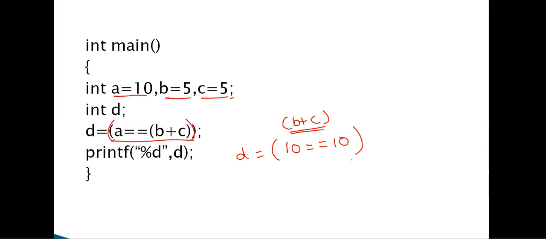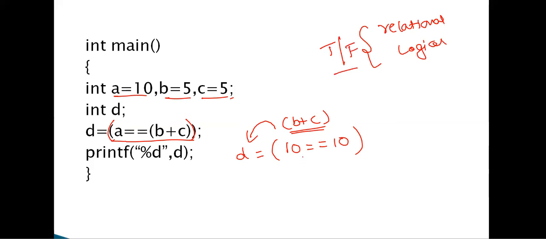Generally, most of them make a mistake: okay, the value is 10, directly 10 is assigned to d. But remember, if it is relational operators or logical operators, the result is true or false only. If 10 is equal to 10, true. True means a value 1 is assigned to d. You got it? If the condition is true, a value 1 is assigned to d.